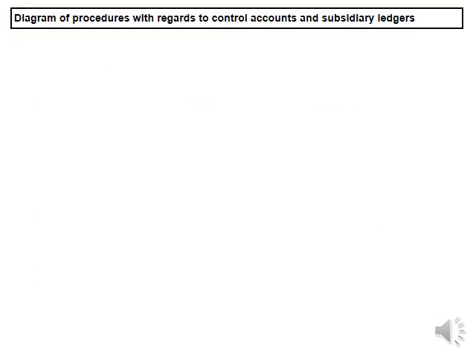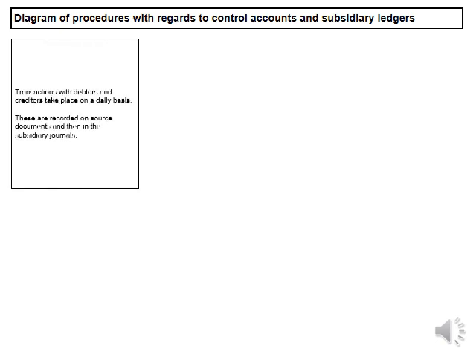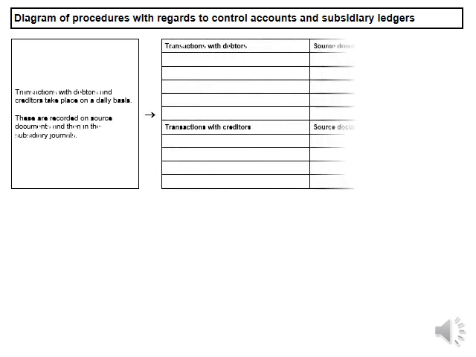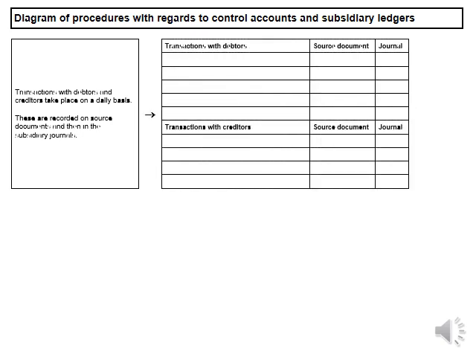Let's look at a diagram of the procedures with regard to the control accounts and subsidiary ledgers. Transactions with debtors and creditors take place on a daily basis. These are recorded on source documents and then recorded in the subsidiary journals. From these journals, let's look at each type of transaction and which journals they will be recorded in.